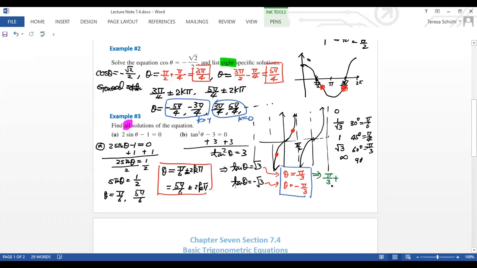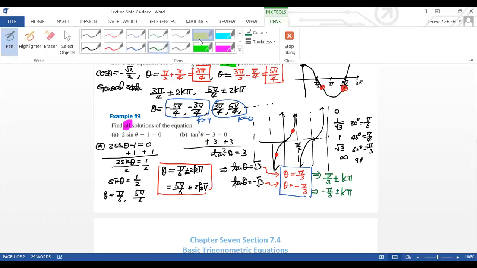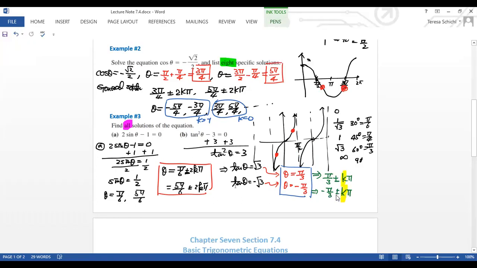The period of tangent is pi, so this is plus or minus k pi. This one here is negative pi over 3 plus or minus k pi. Be careful about the case here: for tangent and cotangent, the period is k pi, and for sine and cosine, the period is 2 pi, so you use 2k pi here.